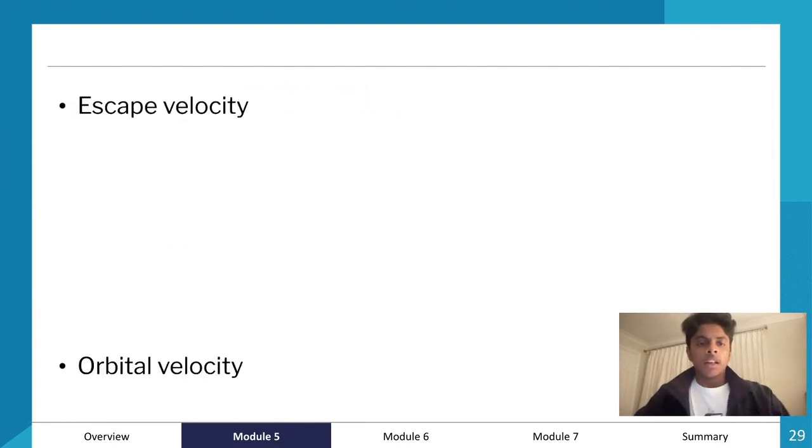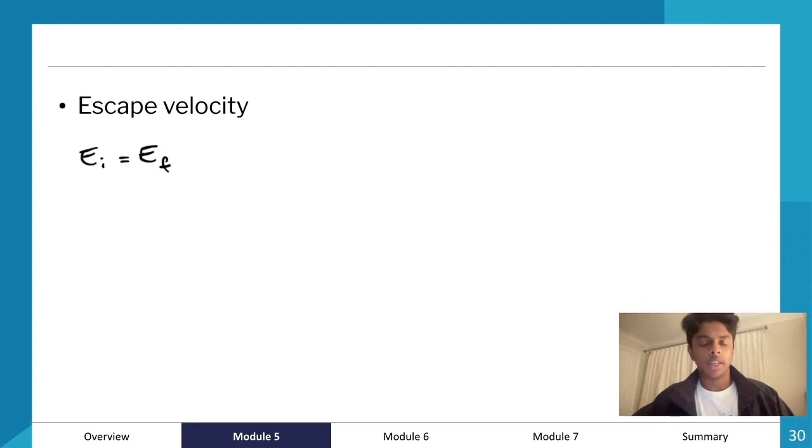So we now have two formulas that we should know: escape velocity and orbital velocity. I'd recommend deriving these formulas in your questions, because I don't think they're in your data sheet. If you have a formula in your data sheet, you don't need to derive it. If it's not in your formula sheet, then you would have to derive it, because it's not considered pre-known content.